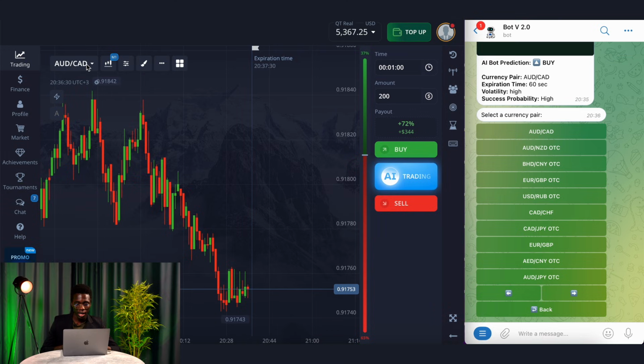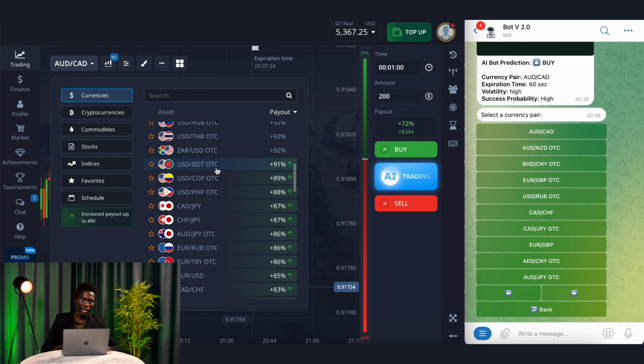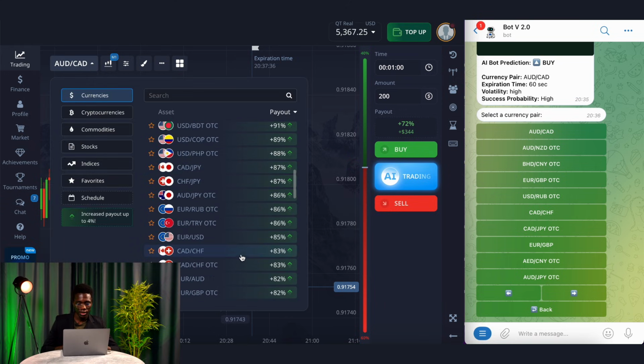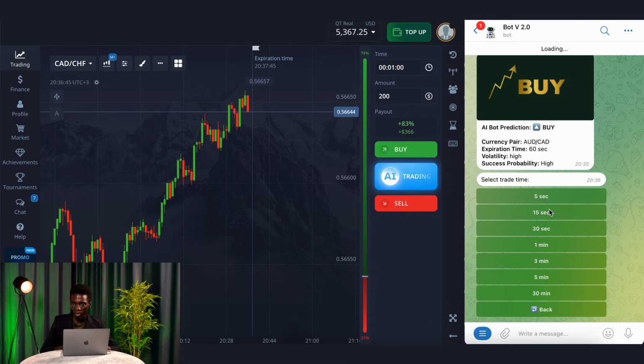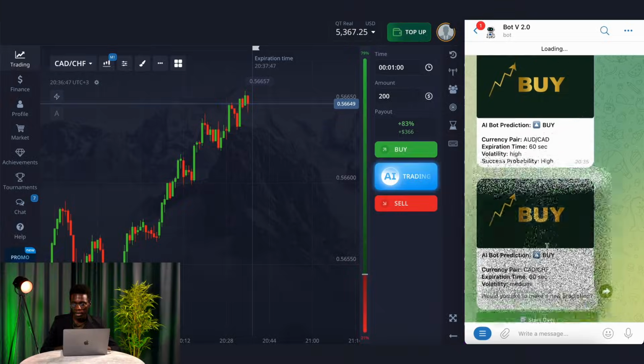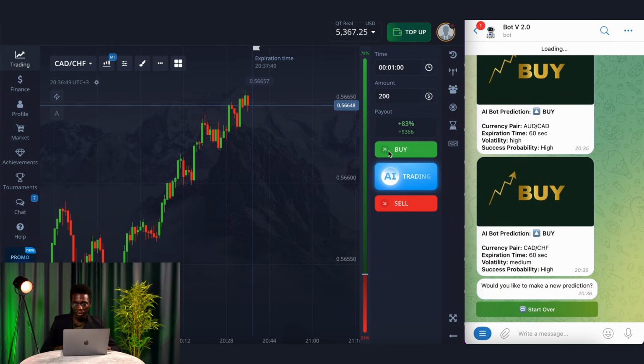And I'm going to be looking for Canadian dollar against CHF. Canadian dollar against CHF, that is the trade of choice to end our session with. All right, $200 on the line. Canadian dollar against CHF, ladies and gentlemen. What is the prediction going to be for 1 minute? It is going to be a buy. Let's go ahead and execute a buy order for this trade.